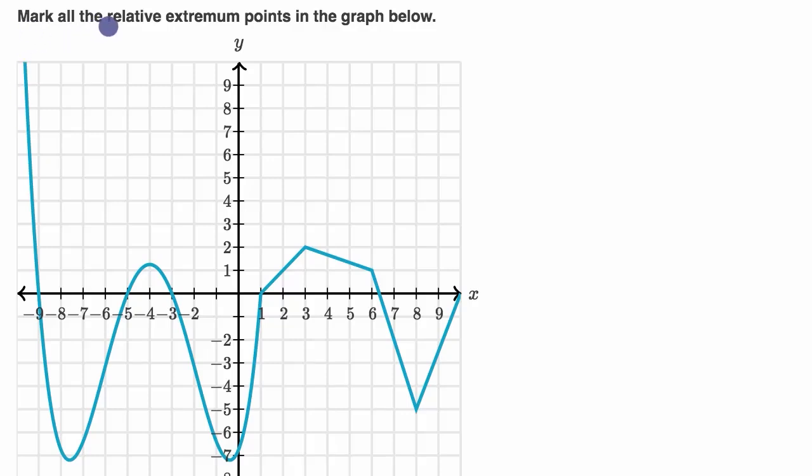We're asked to mark all the relative extremum points in the graph below. So pause the video and see if you can have a go at that. Just try to maybe look at the screen and in your head, see if you can identify the relative extrema. So now let's do this together.